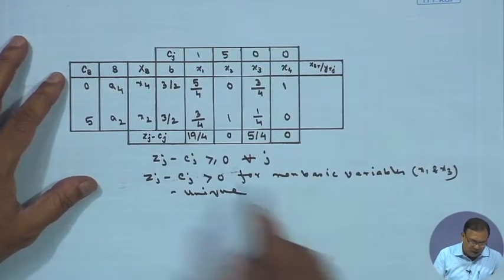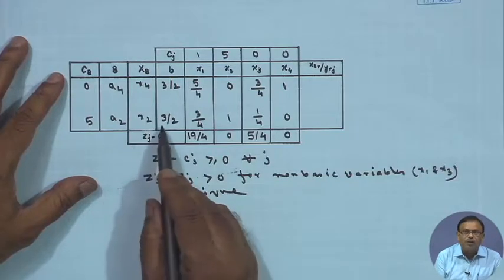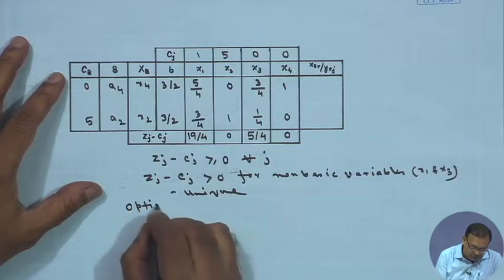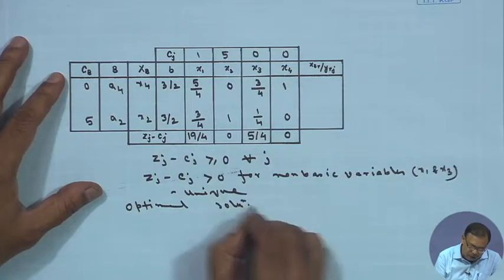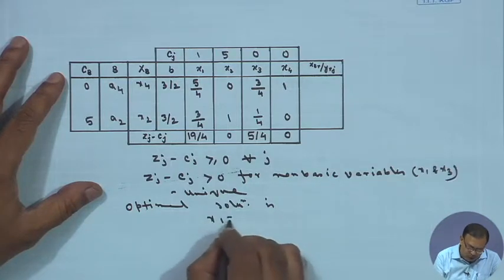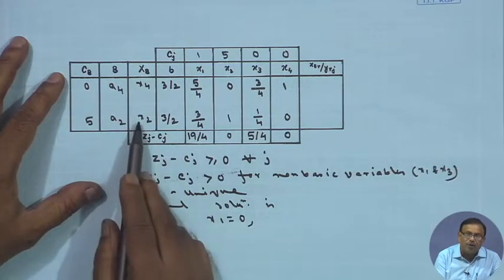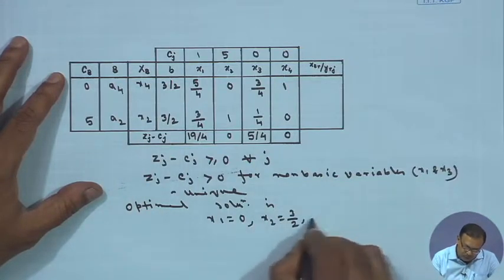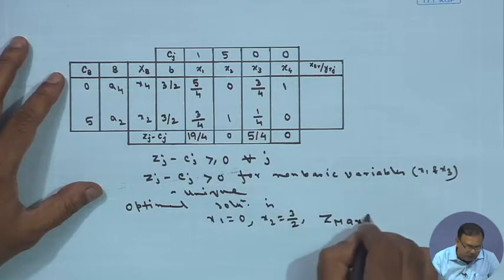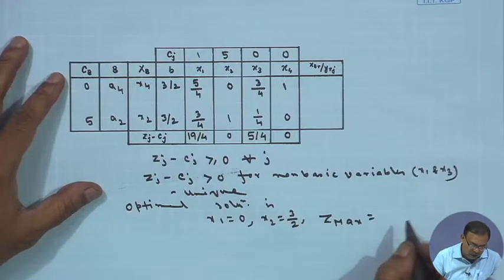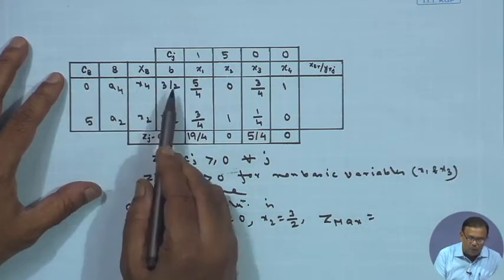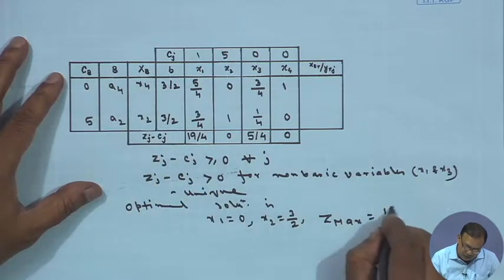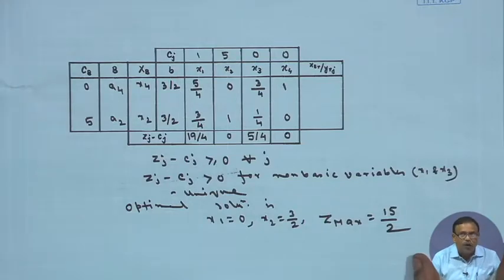And in the basis only x2 is present, x1 is not present. Therefore, I can write down the optimal solution. Your optimal solution is: x1 is 0, since it is not present in the basis, x2 equals 3 by 2, and your maximum value of z, if you calculate Cb into b, basically this into this plus this into this, will become 15 by 2. So, this will be the solution of the problem.